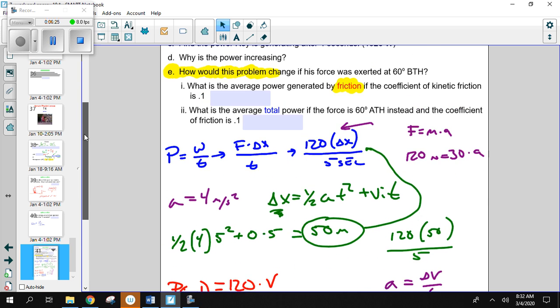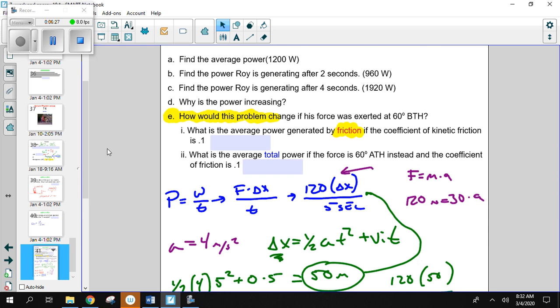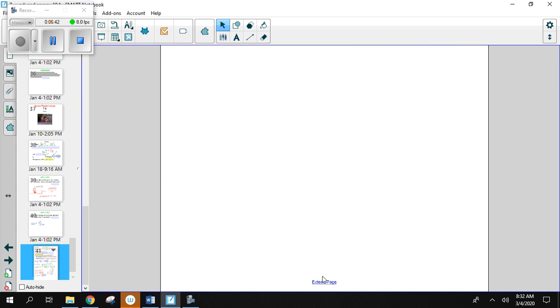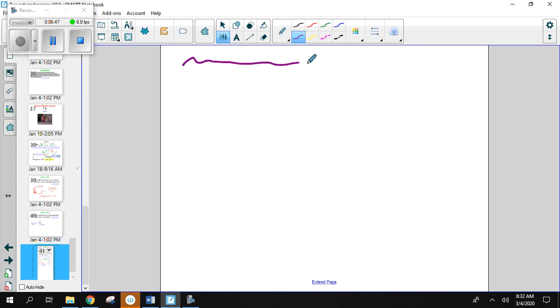Let's go and talk about part E, because now we're going to exert this force at an angle of 60 degrees below the horizontal. So we're doing part E, which is figure out the average power generated by friction if the coefficient of friction is 0.1. Alright, so this is all part E. Alright, so part E.